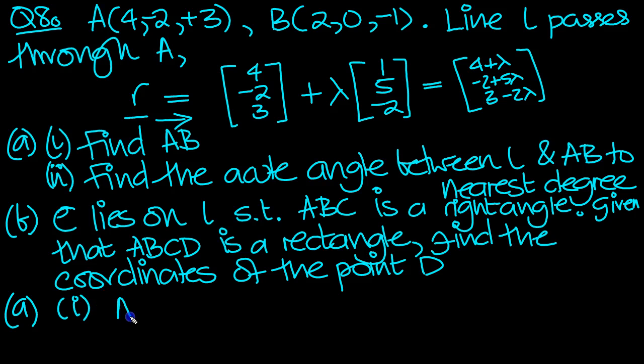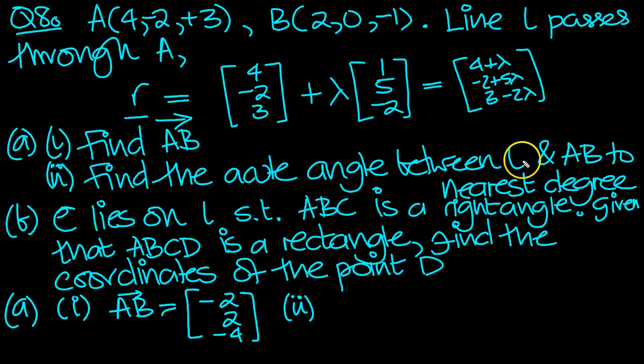Find AB. So AB as a vector then will be B minus A. So B minus A, 2 minus 4 is -2. 0 minus -2 is 2. -1 take away 3 is -4. So there's the vector AB.